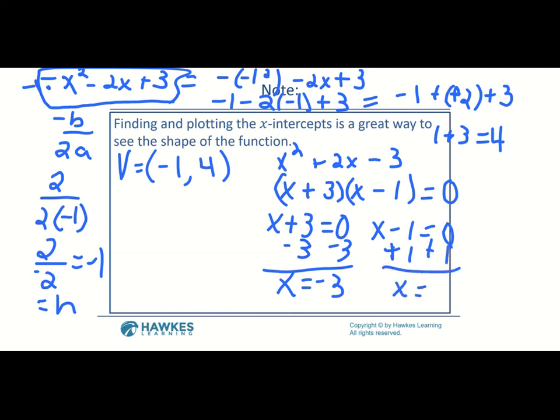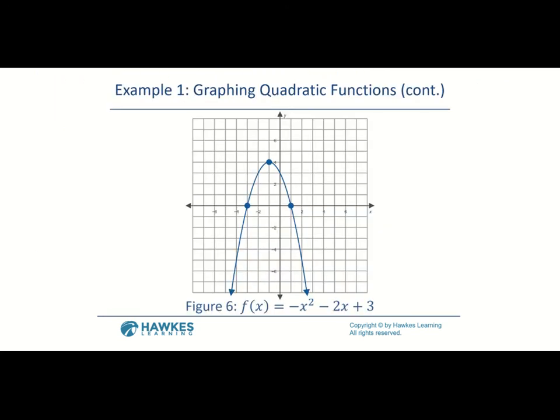So x equals 1. That means that my x-intercepts are negative 3, 0. The y value is always 0 there. And 1, 0. So those would be my x-intercepts for this equation. And here on the slide, you can see they've sketched the graph. We have the vertex, which was at negative 1, 4, and then our two x-intercepts, which are at negative 3, 0, and 1, 0.